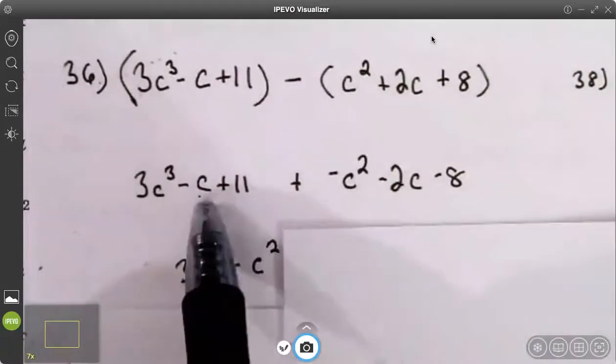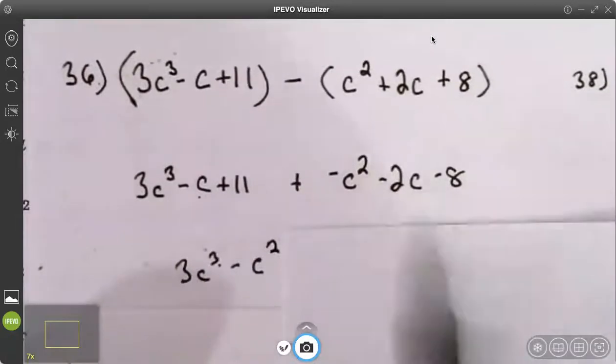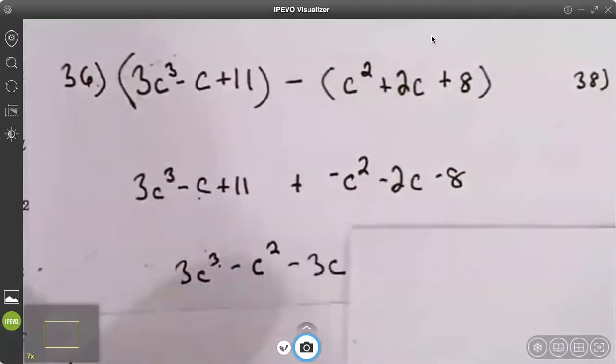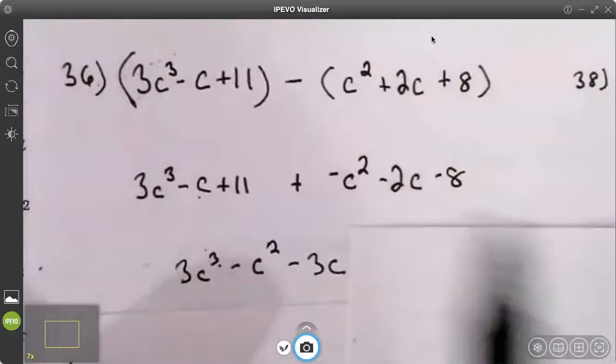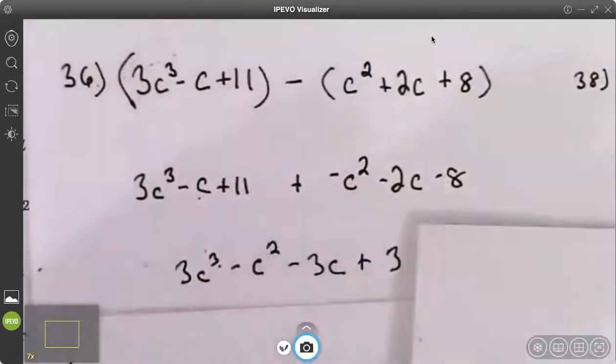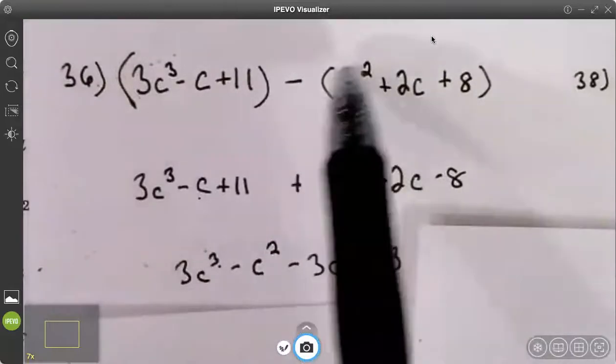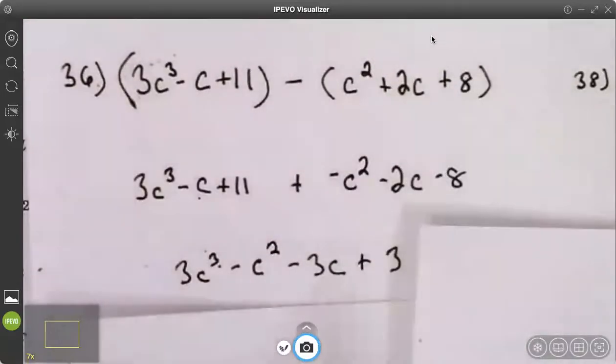You have 2 of them. Negative 1c plus negative 2c is negative 3c. And then you have 2 constants, 11 plus negative 8, or 11 minus 8 is 3. So one extra term when you subtract. Change subtraction to addition and change the sign of all the terms in parentheses, or you can just say distribute the negative.